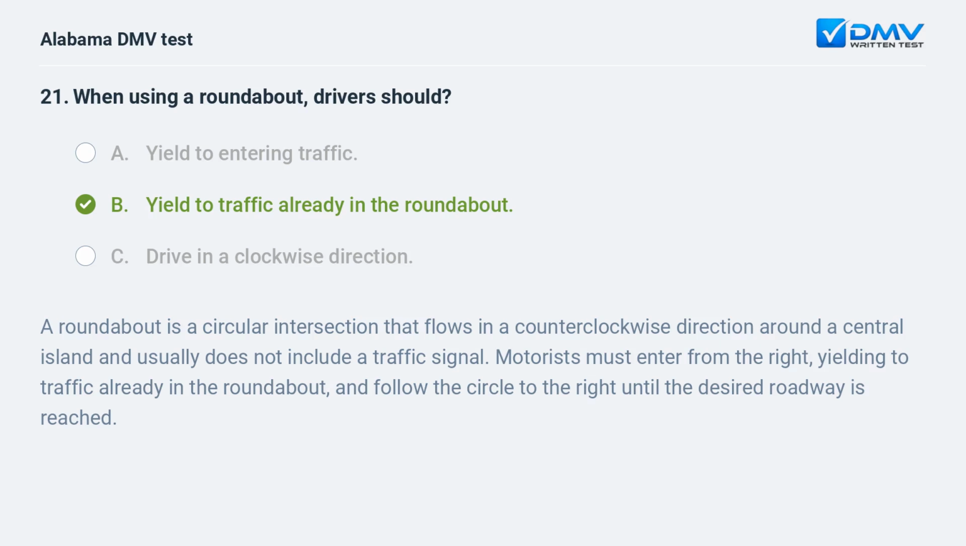A roundabout is a circular intersection that flows in a counterclockwise direction around a central island and usually does not include a traffic signal. Motorists must enter from the right, yielding to traffic already in the roundabout, and follow the circle to the right until the desired roadway is reached.